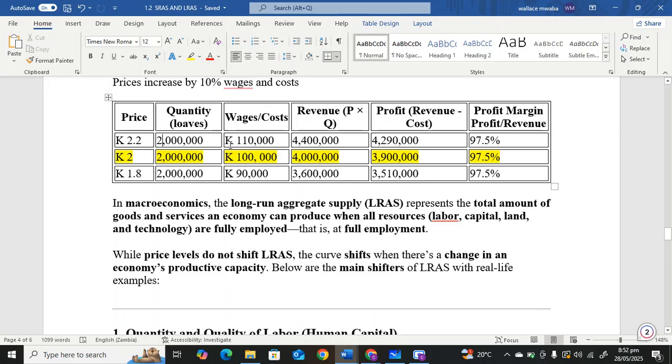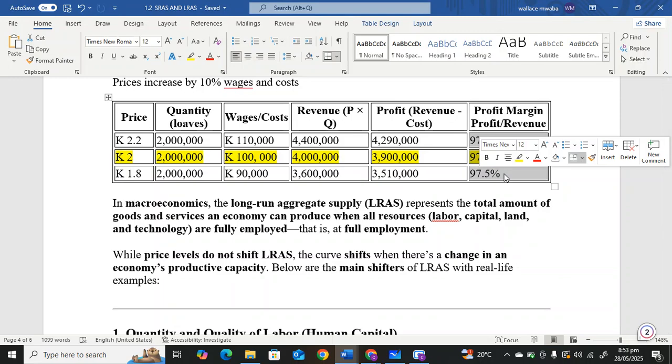Okay, so as you can see, due to the proportional increment in wages and in prices, even though the revenue is bigger or smaller, profit margins are still going to stay the same, and you're still going to be producing the same output.